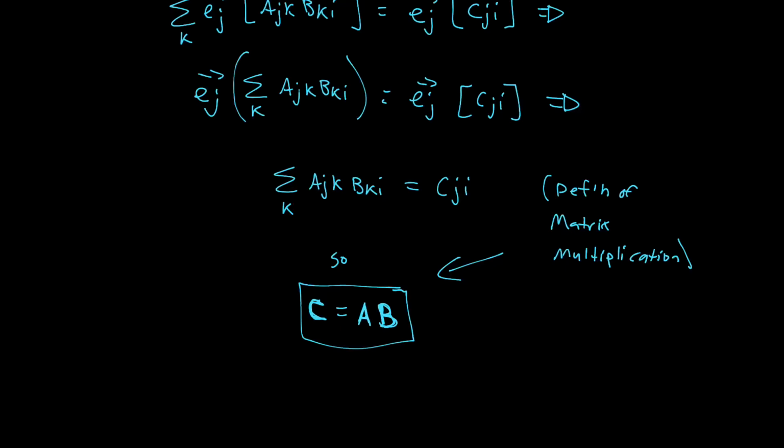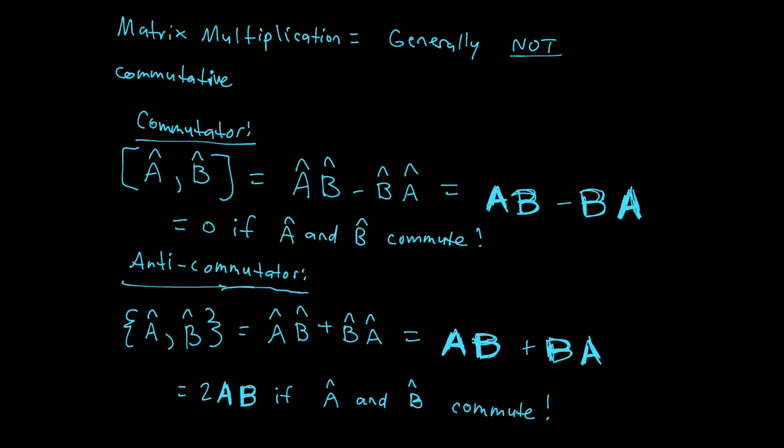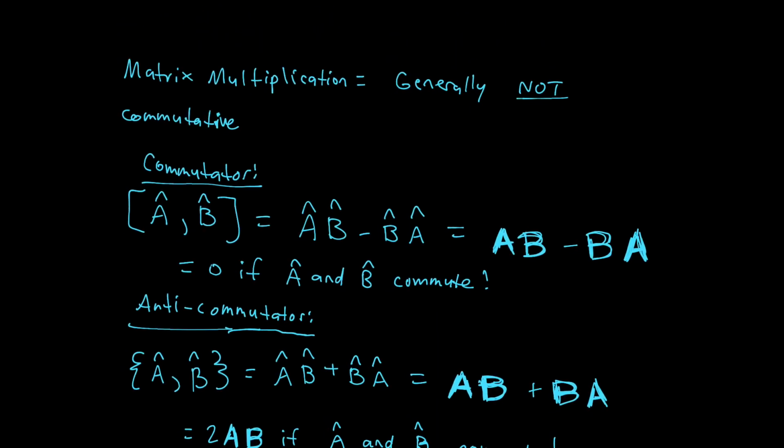So if you define an operator C as first operating operator B on a vector and then operating operator A on the result of that, C is exactly A times B. We represent it all as matrices. And a final note on matrix multiplication: it is generally not commutative, and when something is commutative, that means the order doesn't matter.